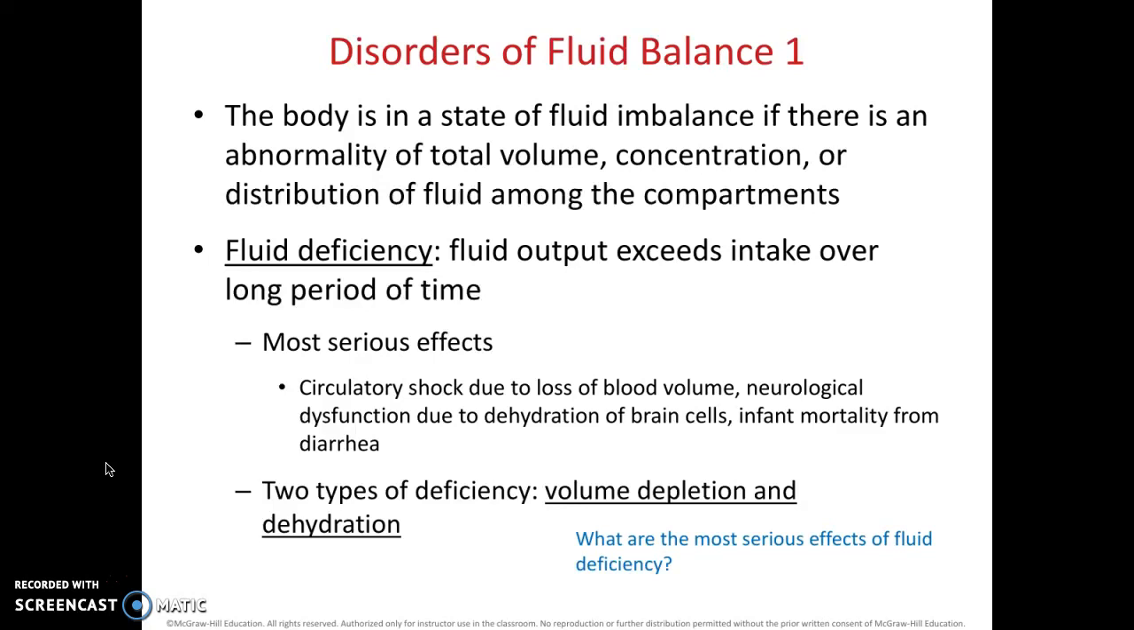So this would be if you're getting rid of too much fluid, so if you're urinating too much, then you can't take in enough. This can cause things like circulatory shock, and neurological dysfunction because of the dehydration of brain cells. It can also be caused by diarrhea, which causes the most infant mortality throughout the world. So there are two different types of deficiency, and these are volume depletion and dehydration.